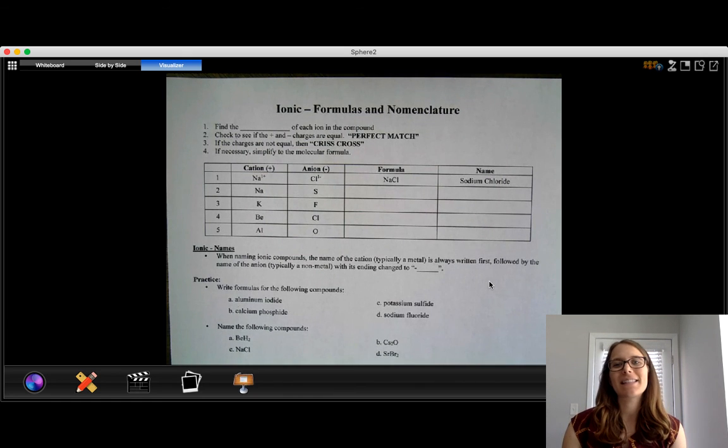Hello, welcome back. This is page 3 of the Unit 4.1 packet. So the goal for this page is to learn how to write formulas and names for ionic compounds.